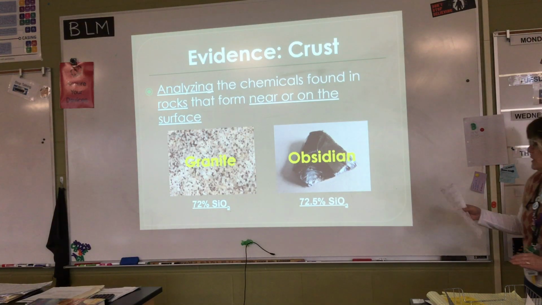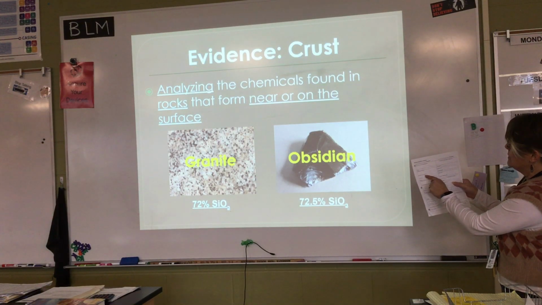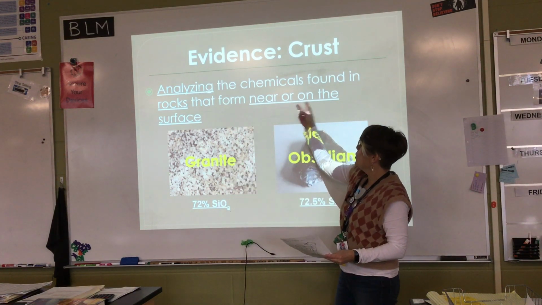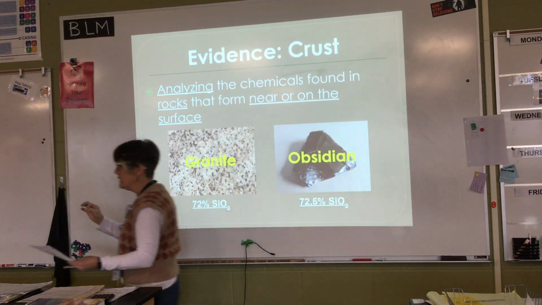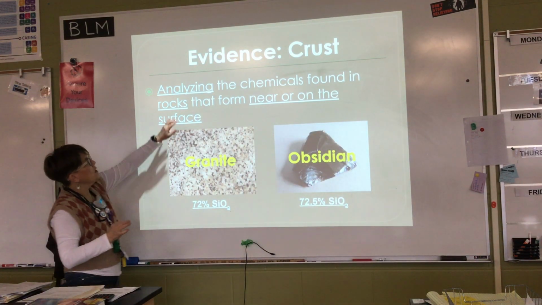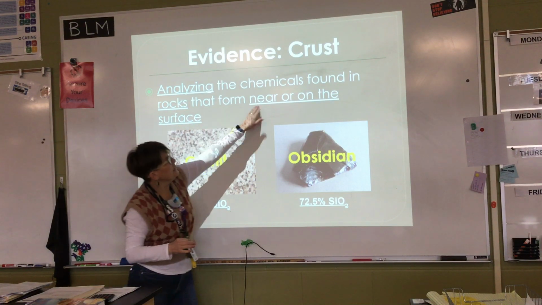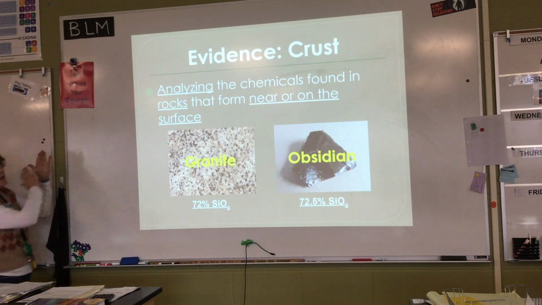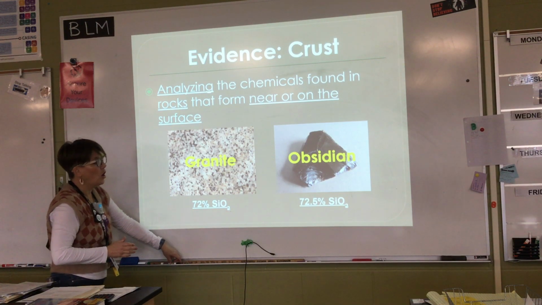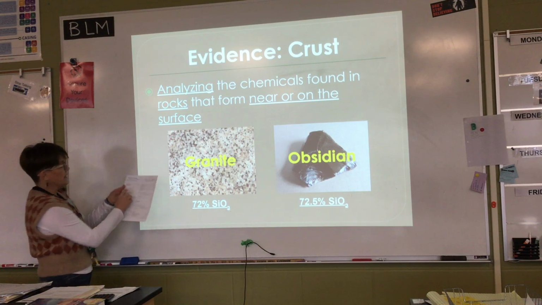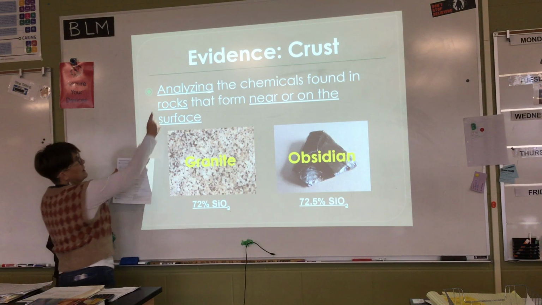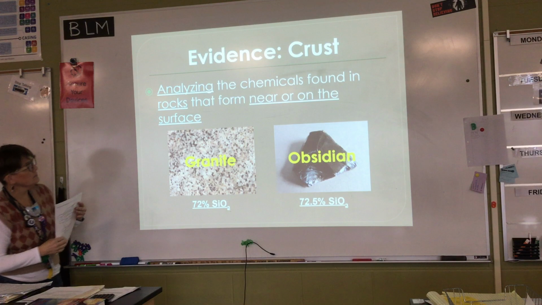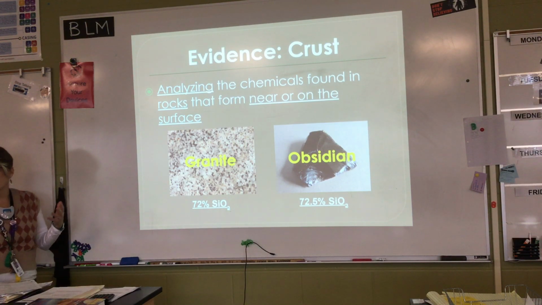All right, let's look at what our evidence for composition is. So that's on your paper. We analyze rocks near or on the surface. So just write down the stuff that's underlined. We analyze rocks near or on the surface. So you don't have to write everything down. I'm just telling you what to write on that one line, right here where it says evidence of composition. We analyze rocks near or on the surface. That's how we know what the crust is made of.